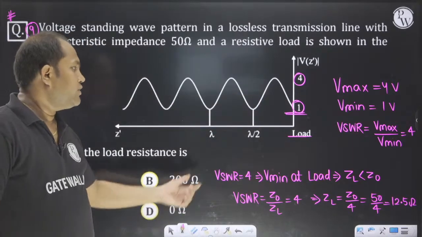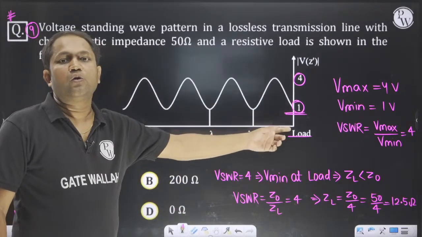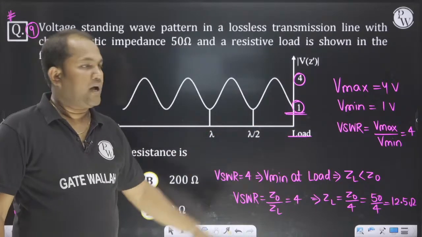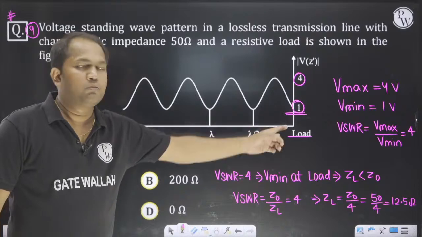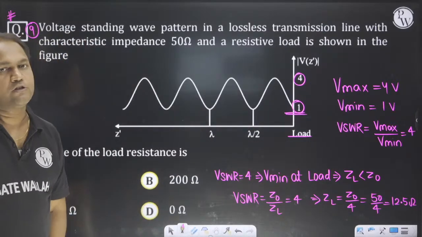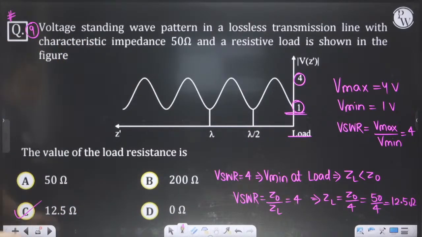And for 0 ohm, the load voltage should be 0. So the D option is also wrong. So we have only one option, that means the C option.